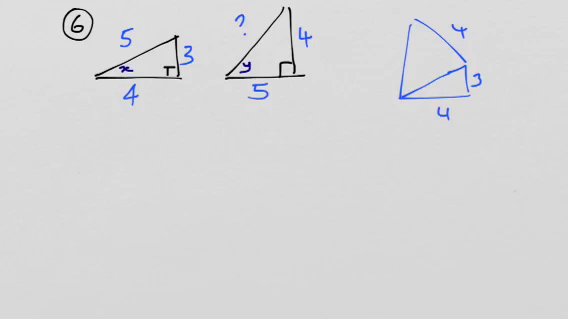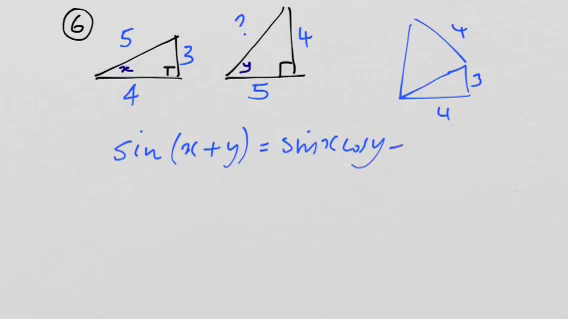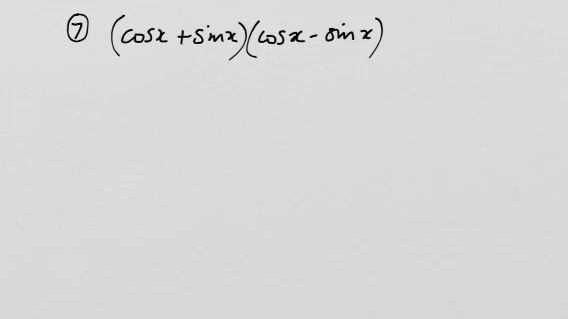Once we've got all that information, we can go into sin(x plus y) equals, do the expansion, sin x cos y plus cos x sin y, put the fractions in, simplify it all out. Question 7, just remove the brackets: cos times cos, cos times sin, sin times cos, sin times sin, tidy it all up, you should get the answer. It's fairly easy.